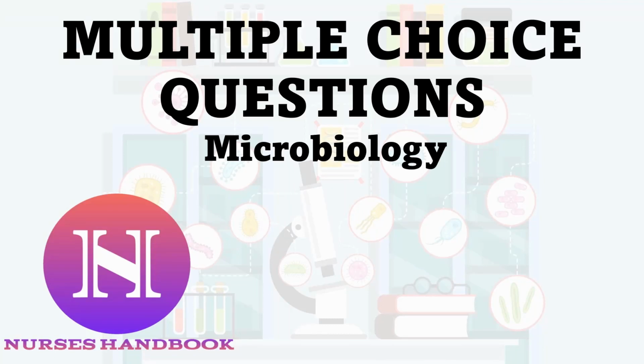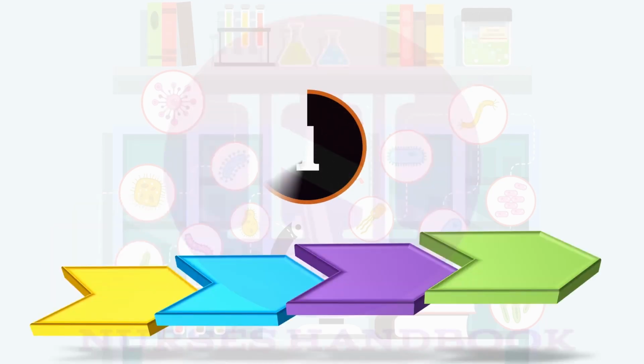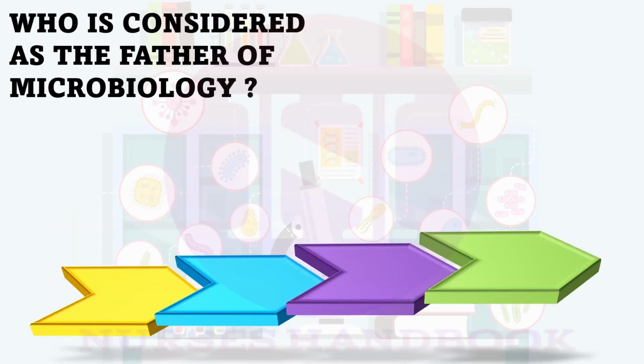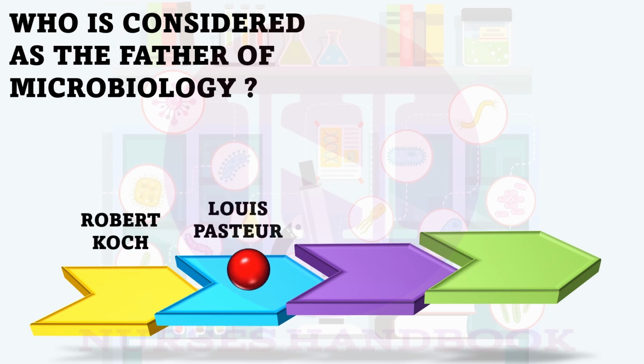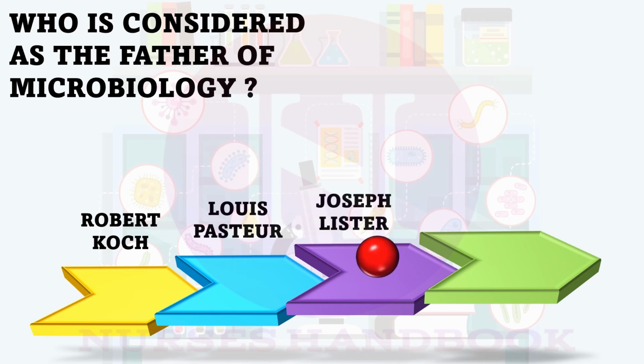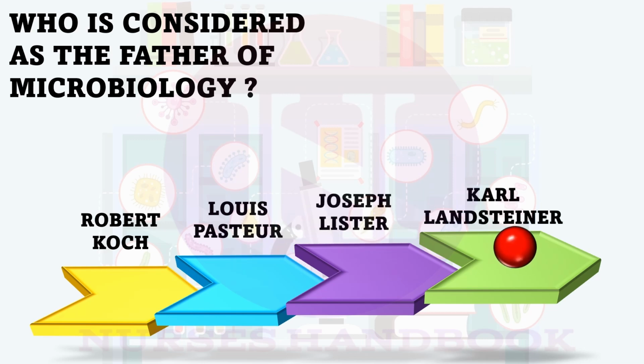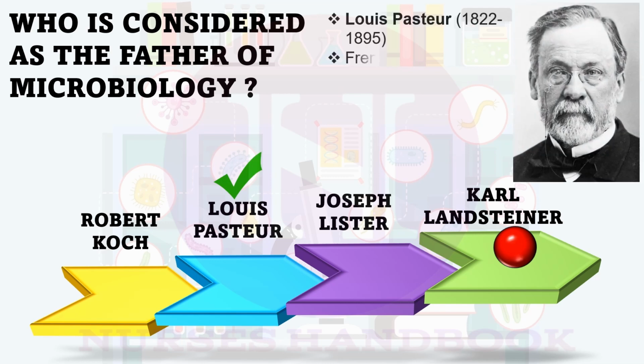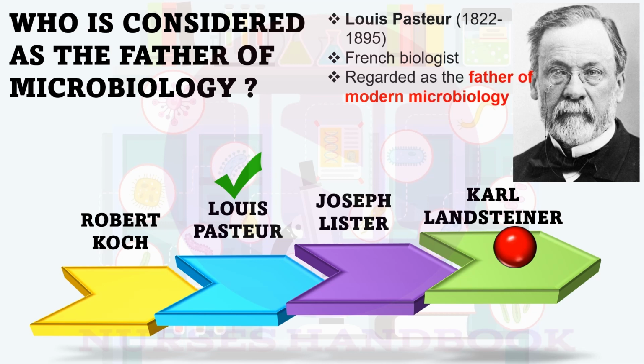Today we will be discussing some multiple choice questions from microbiology. Question number 1. Who is considered as the father of microbiology? Robert Koch, Louis Pasteur, Joseph Lister, Karl Landsteiner. And the correct answer is Louis Pasteur. Louis Pasteur is a French biologist and he is regarded as the father of modern microbiology.